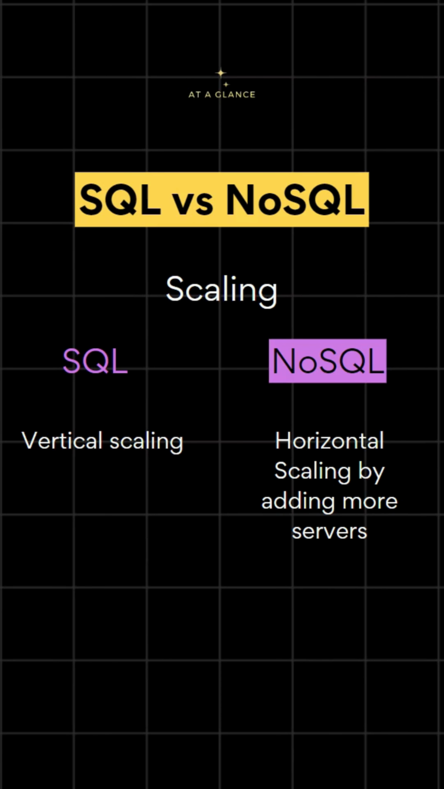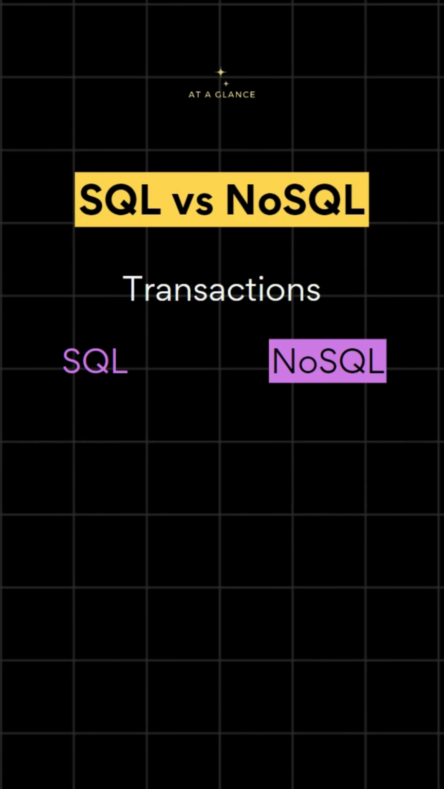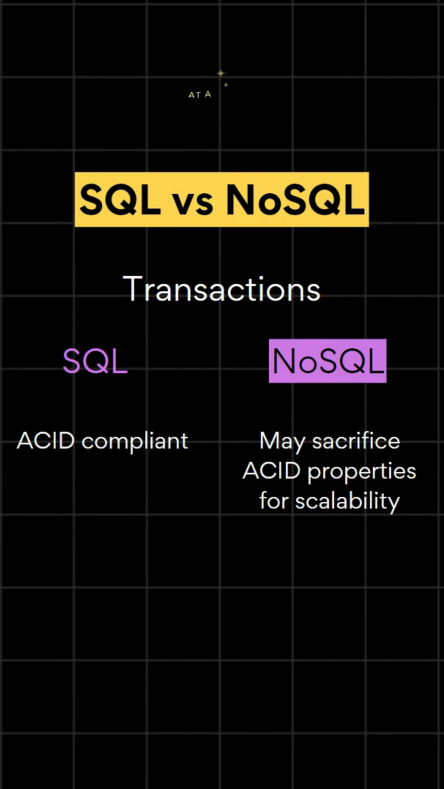When we talk about transaction as a characteristic, SQL is ACID compliant. That means it uses the ACID properties. ACID stands for atomicity, consistency, isolation, and durability. Whereas NoSQL may sacrifice these ACID properties for scalability. It may not pursue all these properties at once. Here, we compromise ACID properties for scalability.